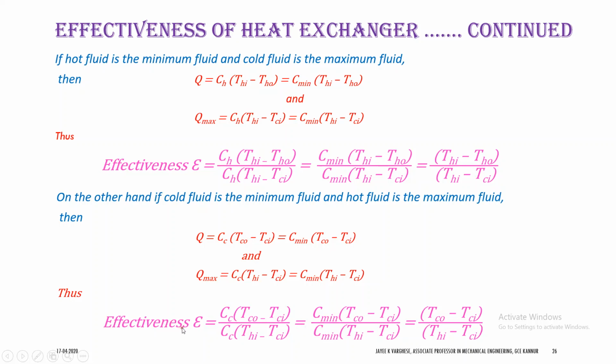So if you write effectiveness in terms of the minimum fluid, the equation will either be Tco minus Tci divided by Thi minus Tci if the cold fluid is the minimum, or if the hot fluid is the minimum, Thi minus Tho divided by Thi minus Tci. Anyhow, effectiveness will be written as a positive quantity. We are interested only in its magnitude. The maximum possible value of effectiveness will be 1.